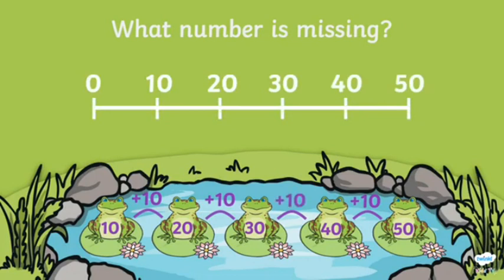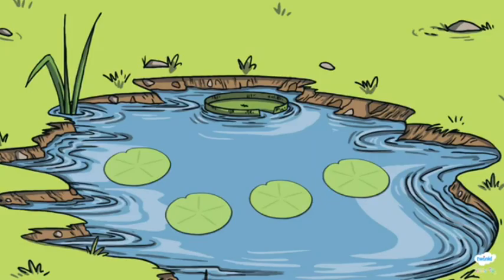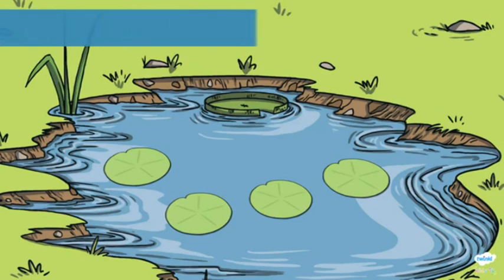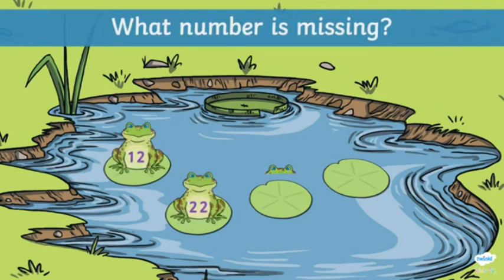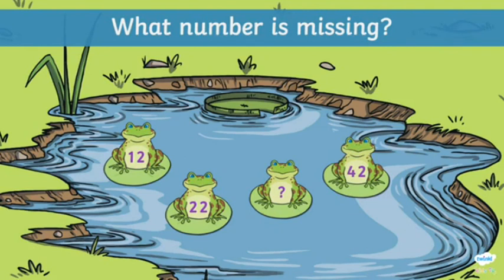It does! Well done! The frogs have decided to make the game a little trickier this time. The frogs have changed their numbers. We have number 12, number 22, a special missing number, and number 42. Like before, let's begin with finding two numbers that are next to each other. The only numbers that are known and next to each other are 12 and 22. Let's work out the difference between them. It's 10 again!